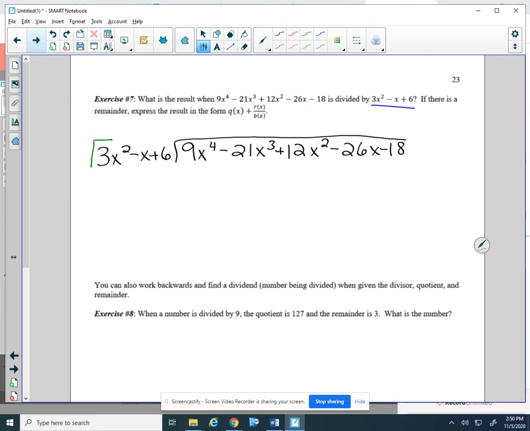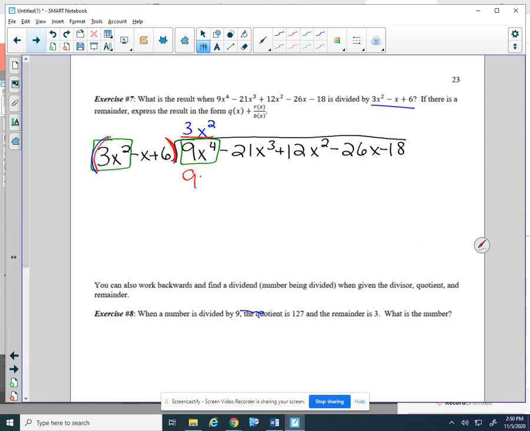So we're saying how many times does 3x squared go in 9x to the 4th? So I could write that on the side just like usual. 9 divided by 3 is 3. X to the 4th divided by x squared is x squared. So that happens to be the same, just by chance, not always the way that works. Then we multiply the whole trinomial, okay, so the whole trinomial by this number up here.